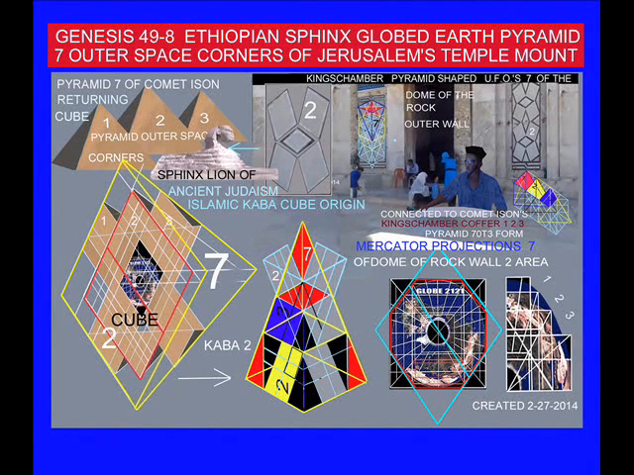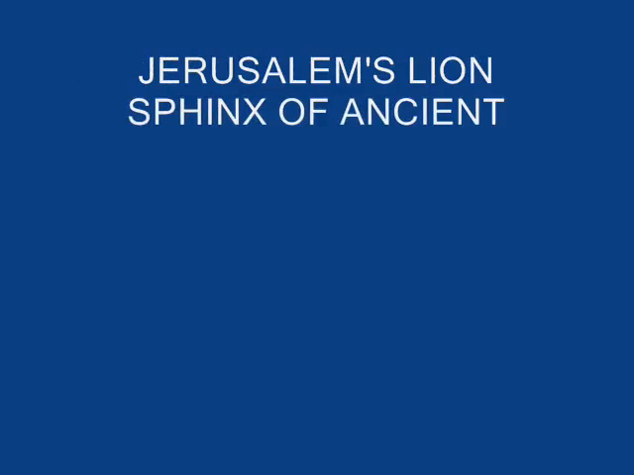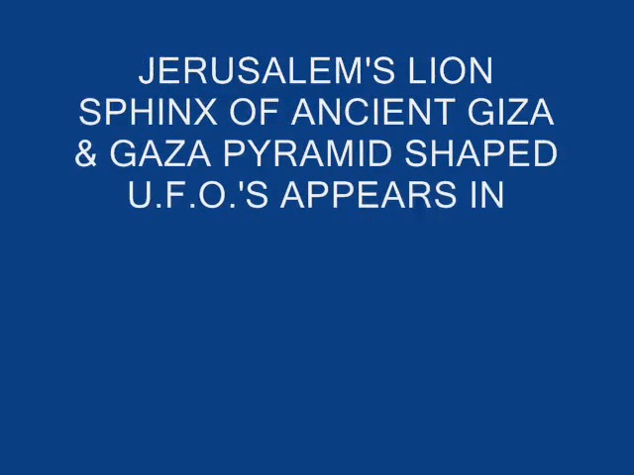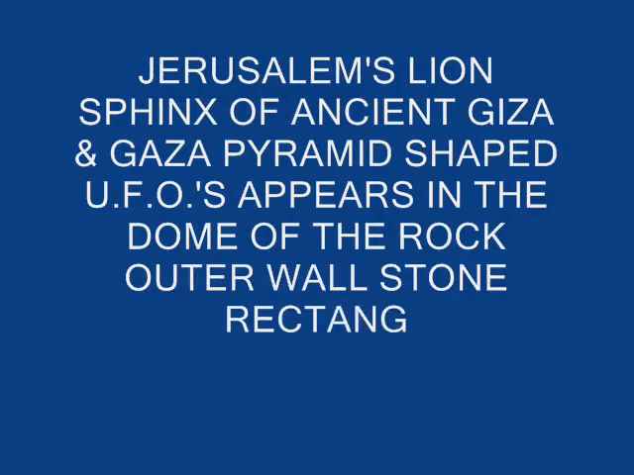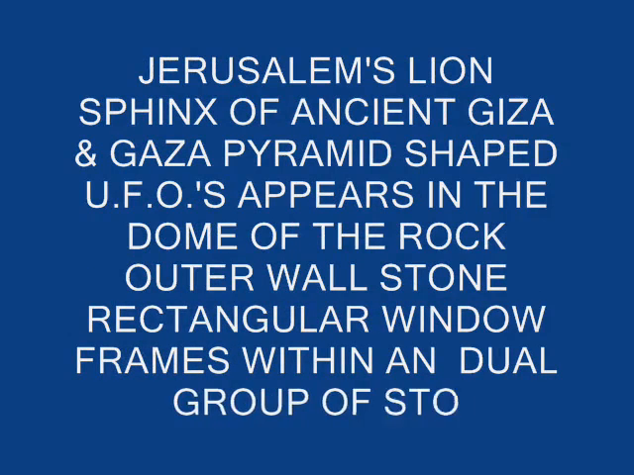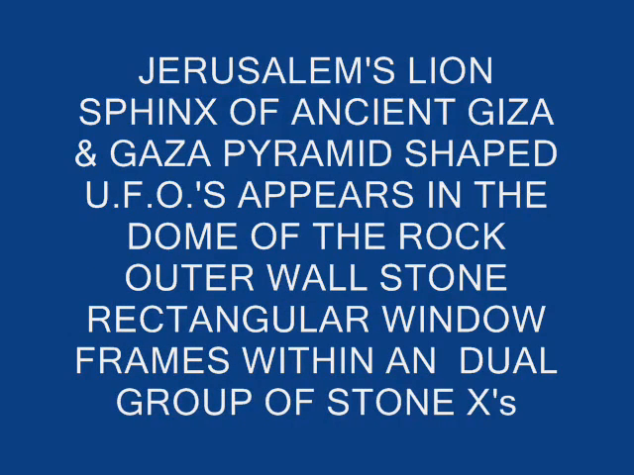So picture going to the Dome of the Rock in Jerusalem. The octagonal building structure has a golden dome, and you take a photograph of its outer wall. You see a stone rectangular window frame with Egyptian pyramid bases.